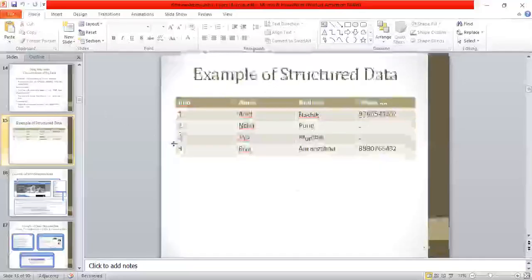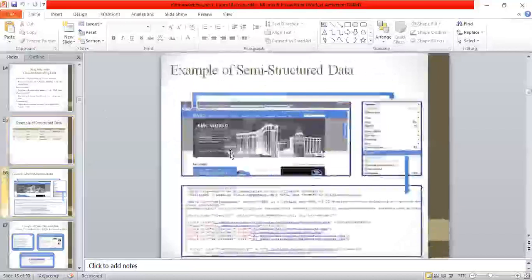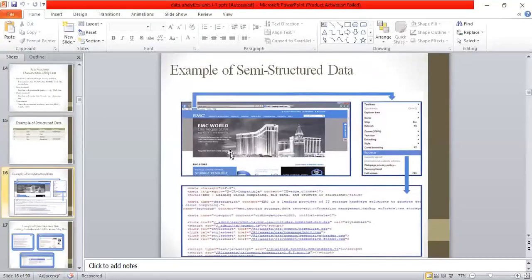Now we will see the example of semi-structured data. Okay, this semi-structured data needs one intermediator. You can read the data, but you cannot understand. When you can parse that data, then you can easily read that data. Okay, this is the example of semi-structured data.